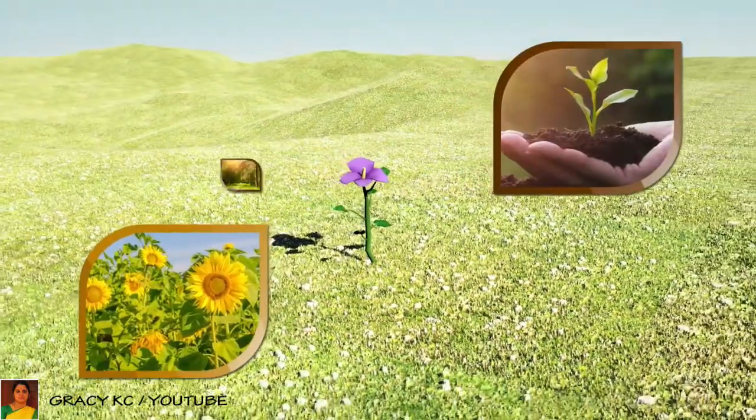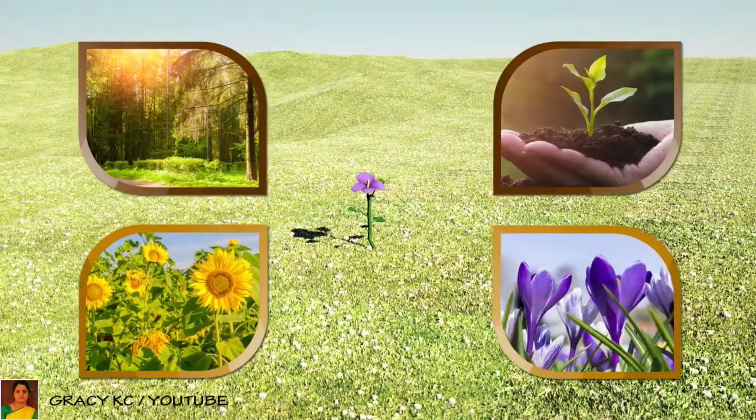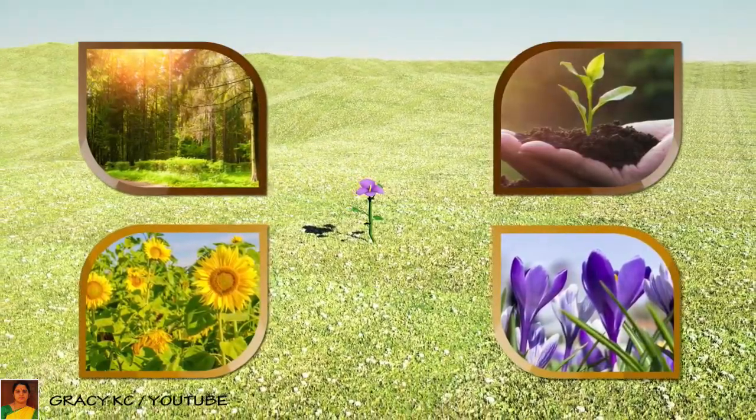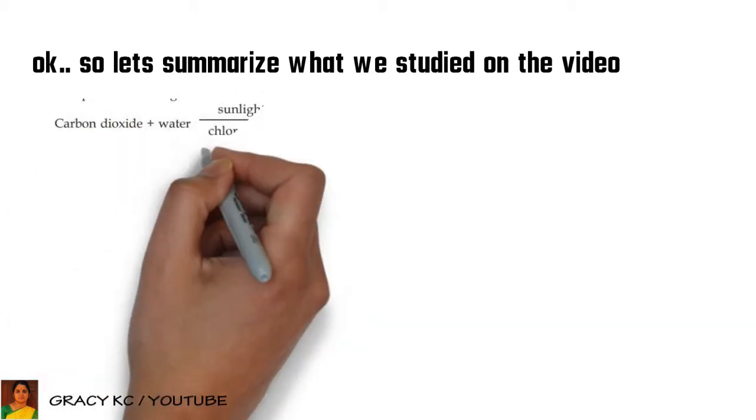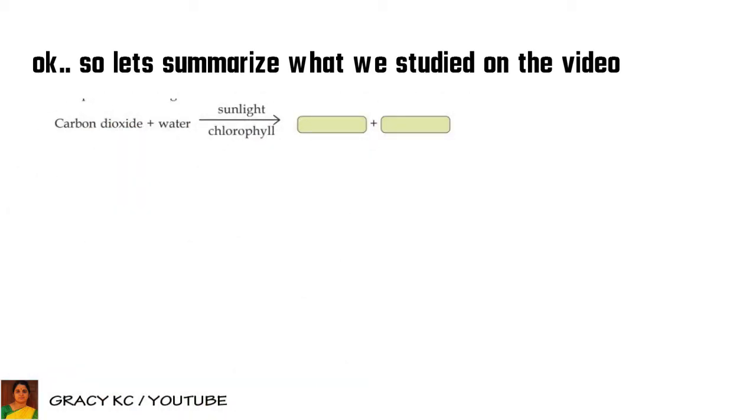Hope you understood what is meant by photosynthesis. Simply we can say that photosynthesis is the process of conversion of water and carbon dioxide to starch and oxygen in leaves. This is the process. Carbon dioxide and water in the presence of sunlight in chlorophyll get converted into starch and oxygen.